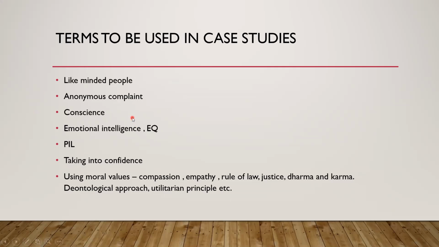Emotional intelligence, emotional quotient. Then PIL in Supreme Court. Taking into confidence: sometimes we face a lot of issues, sometimes there are issues where you want to complain against someone but you are not able to. So what you do is find a senior and take him or her into confidence, someone who is not going to betray you and is going to support you. So we give a solution like, I will take my senior into confidence.